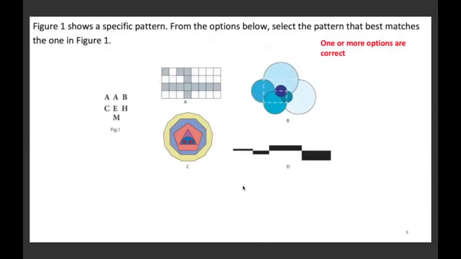Figure 1 shows a specific pattern. From the options below, select the pattern that best matches the one in figure 1. In figure 1, we are given the pattern A, B, C, E, H, and M. If I start writing the numbers corresponding to it, A is 1, A is 1, B is 2, C is 3, E is 5, H is 8, and M is 13.